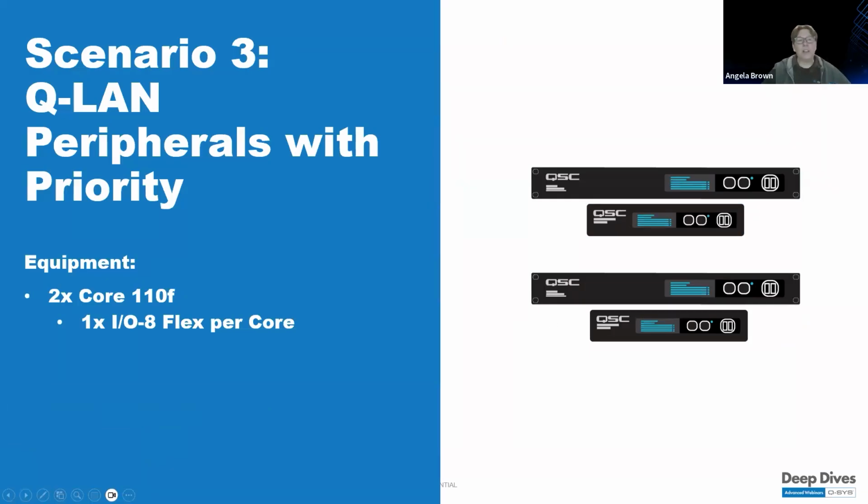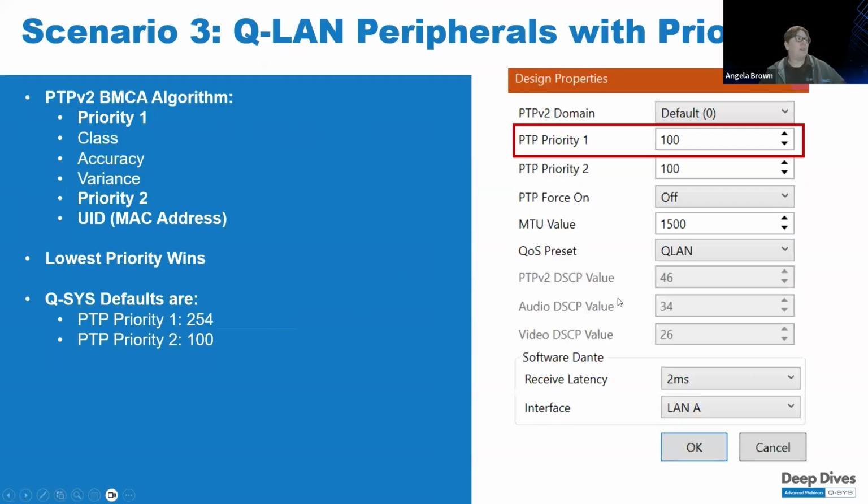So we have our same scenario, our same cores, our same 2 IO8 Flexes, our same 2 obsolete IO8 Flexes. It's one of my favorite boxes. We need to talk about how we can control that and what the clock election is. I've talked about there's a clock election, but I haven't really defined what that is. So let's do that now.